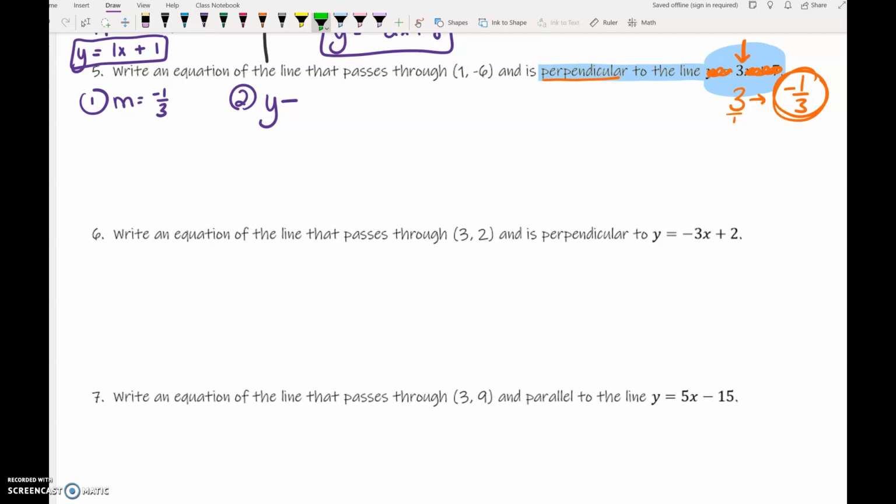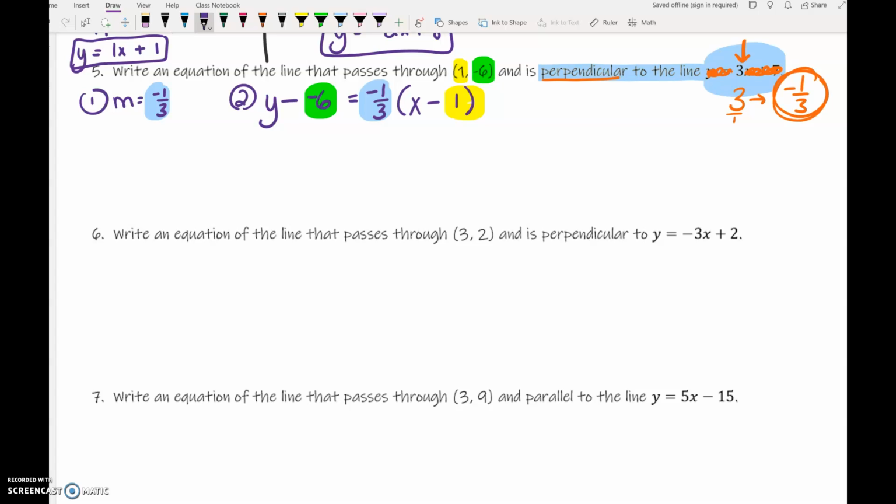Y minus the y value of our point. Notice the y value of our point is negative, so we do have minus a negative 6. The slope that we decided we're using is negative 1/3. And then we do x minus the x value of our point, which is 1. Your third step is going to be distribute, get y by itself.